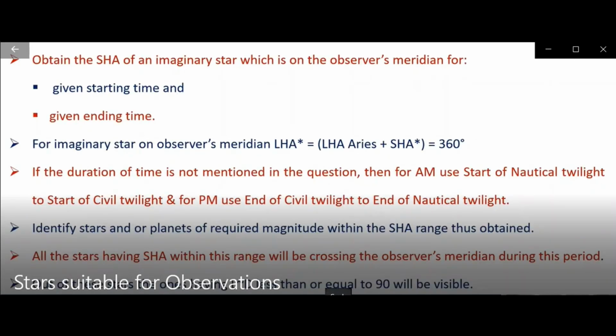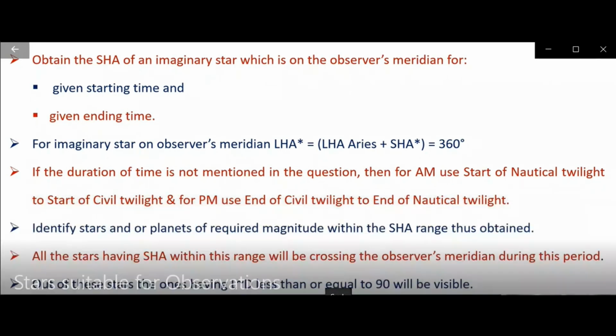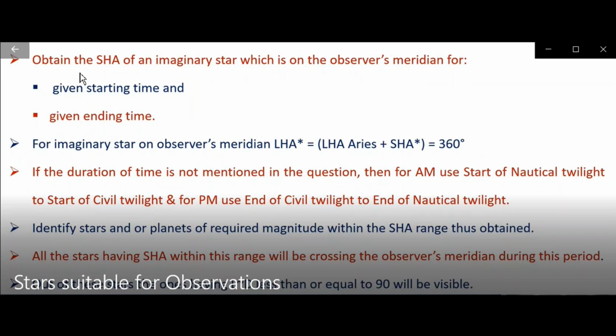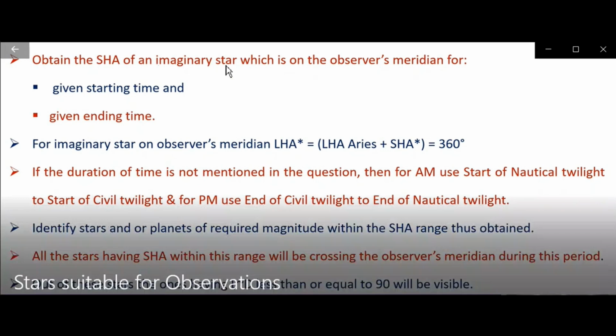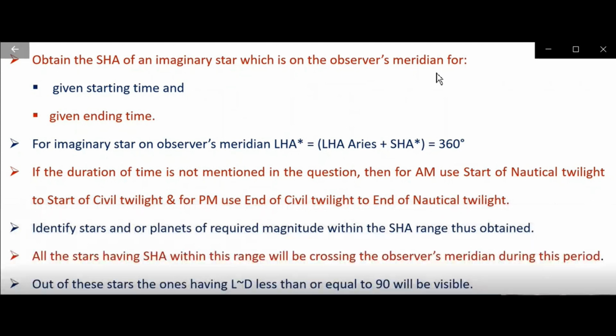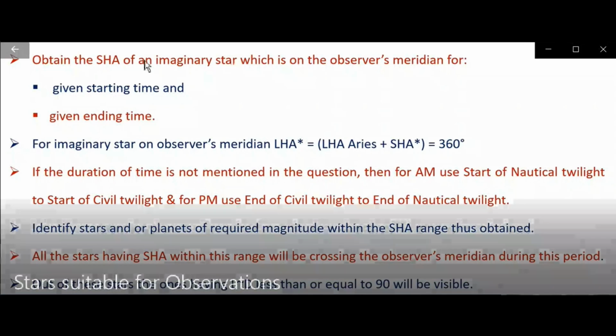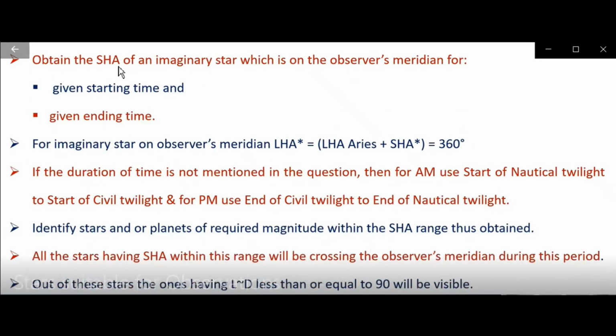Okay, so let's try to understand the strategy for this question. Now, what we do in these questions, beta, we find out the SHA of an imaginary star which is on the observer's meridian. ये हमने पिछली टाइप्स में भी किया था, बट पिछली टाइप्स में हमें एक ही टाइम दिया गया था, सो हमने उस टाइम के लिए इमेजिनरी स्टार का SHA निकाल दिया. अब हमारे पास दो टाइम है, 1800 एंड 1900 इन दिस क्वेश्चन.